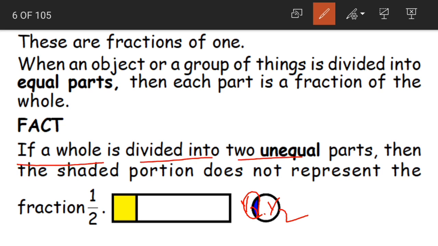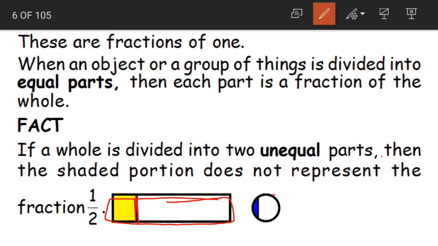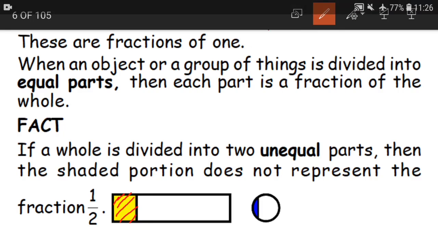If a whole, whole means the complete item, here the complete rectangle, is divided into two unequal parts, see, here one part is very small and the other part is very big. The shaded portion does not represent the fraction 1 by 2. Now what does the shaded portion mean here? See, one is plain white but the other is in color. So the colored part is also called the shaded part. Or sometimes you will be given patterns like this, children. Then it becomes our shaded part.